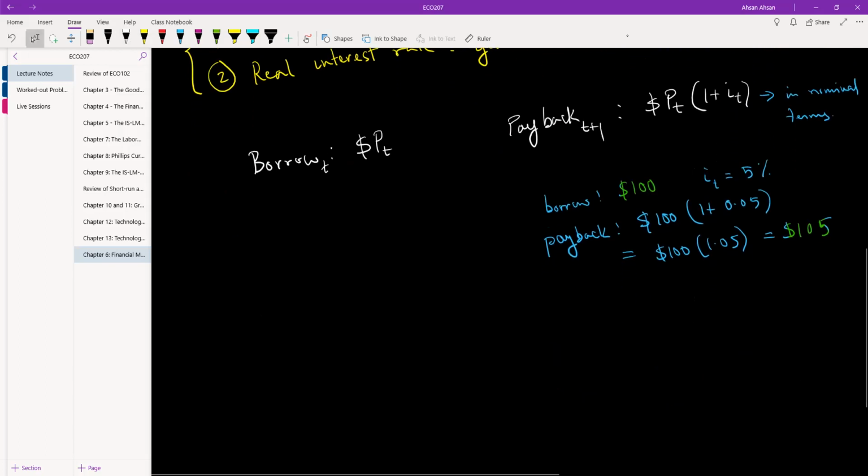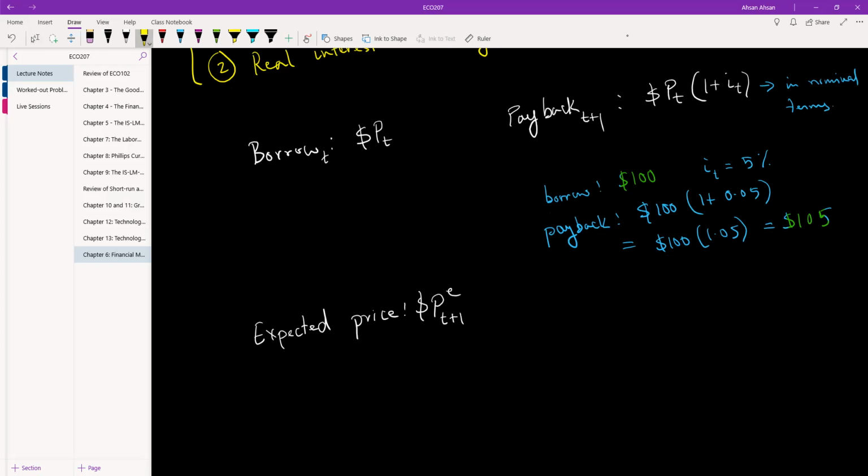So the way of showing this mathematically would be, first I will have to introduce something called expected price. Okay, expected price. We do not know what the price will be in period t plus 1. So price in t plus 1, which we expected to happen. I need to bring something like this in here. And then what I'm going to do is I'm going to take this. This is how much we're paying back in nominal terms.